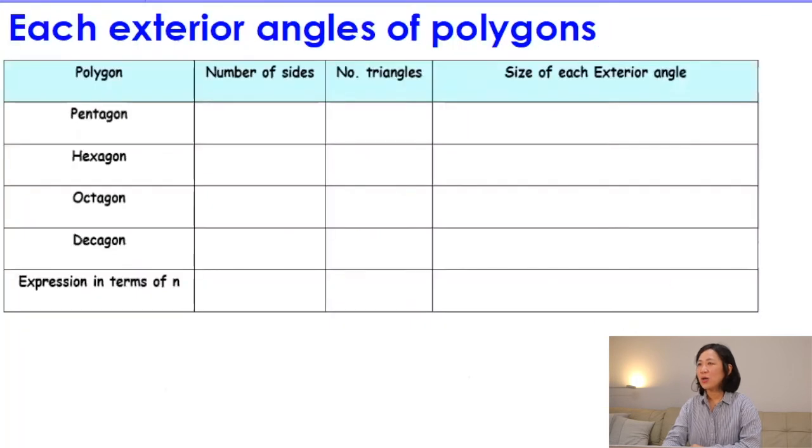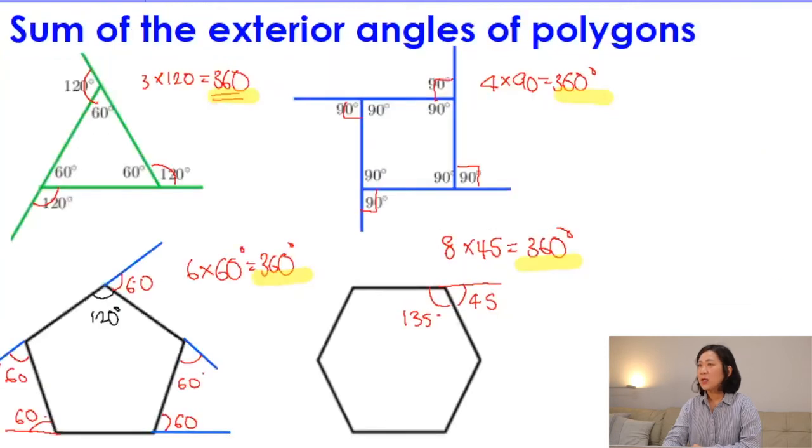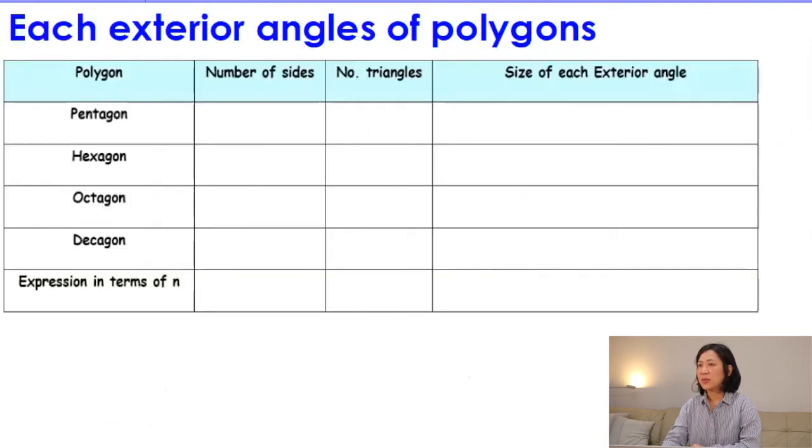What we found from the previous activity is that, regardless of the number of sides, for all polygons the sum of the exterior angles is always 360, right? So let's write down this information in the table. It's all 360.